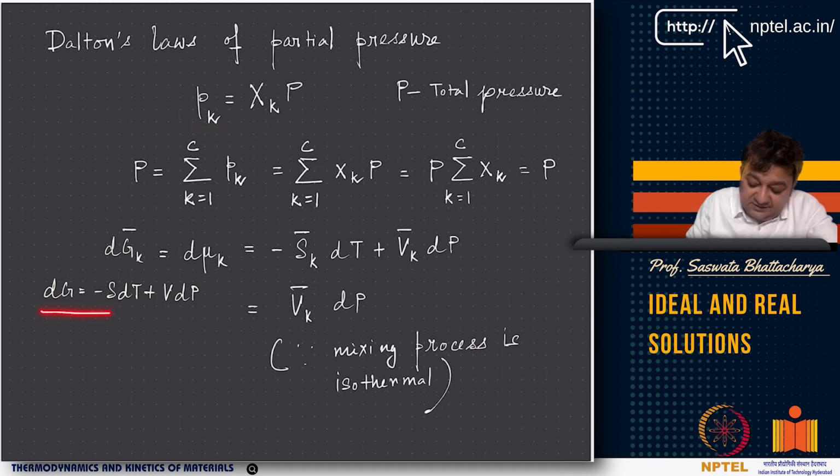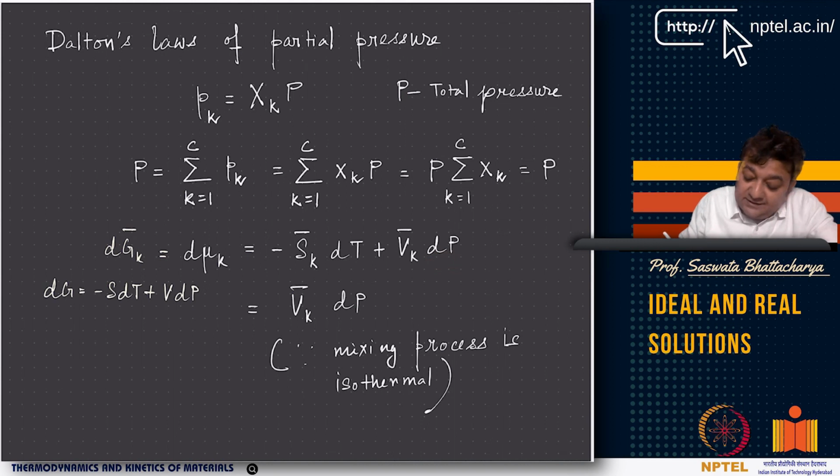Now, as you know, dG equals minus S dT plus V dP. Again, this relation works for extensive properties, and also for partial molar properties, as we have already said. So d gk bar, the differential of the partial molar free energy, is equal to d mu k, the differential of the chemical potential of component K. The chemical potential is nothing but the partial molar free energy of component K in the mixture, which equals minus Sk bar, the partial molar entropy of component K, times dT, plus Vk bar, the partial molar volume of component K, times dP.